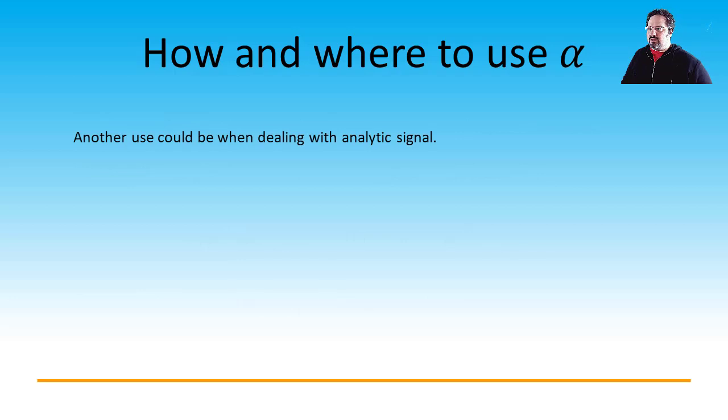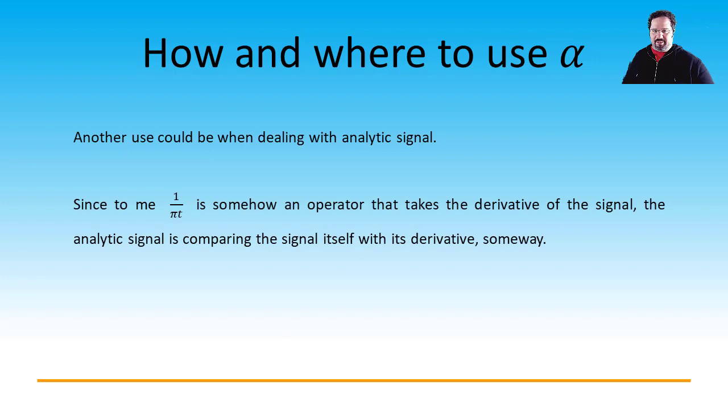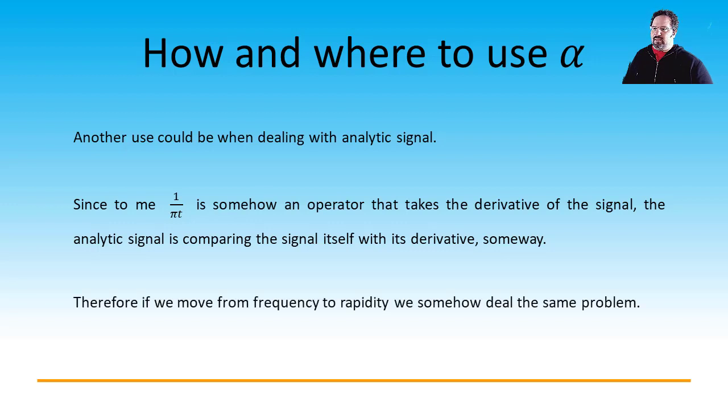Another use could be when dealing with analytic signals. It seems to me, and I mean to me, 1 over pi t is somehow an operator that takes the derivative of the signal, because pi is a number and 1 over t is the derivative of the signal. The analytic signal is comparing the signal itself with its derivative in some way. Therefore, if we move from frequency to rapidity, we somehow deal with the same problem. This is in my mind.